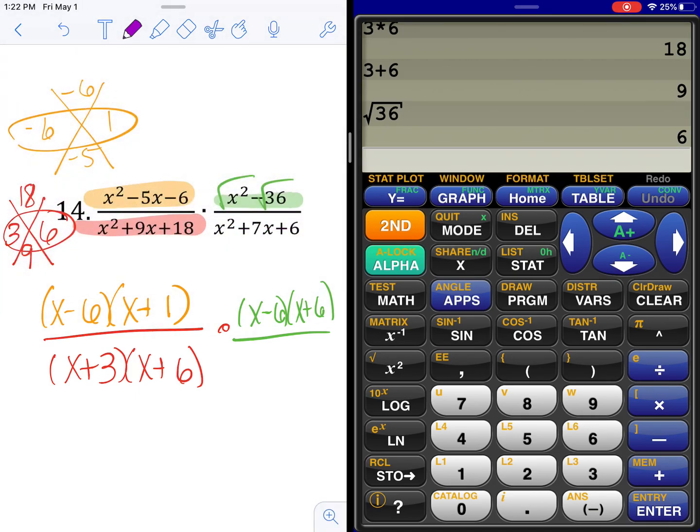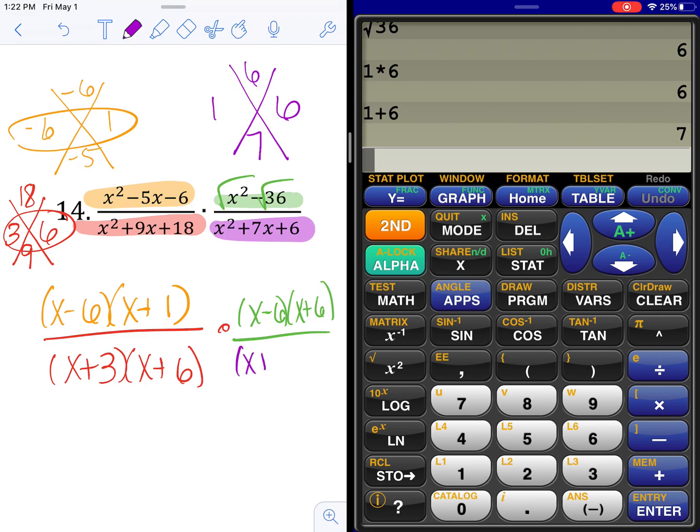And then bottom right here, x squared plus your 7x plus 6. Factors of your 6 that add up to 7 are 1 times 6. 1 times 6 is 6. 1 plus 6 is 7. So I get x plus 1 times x plus 6.